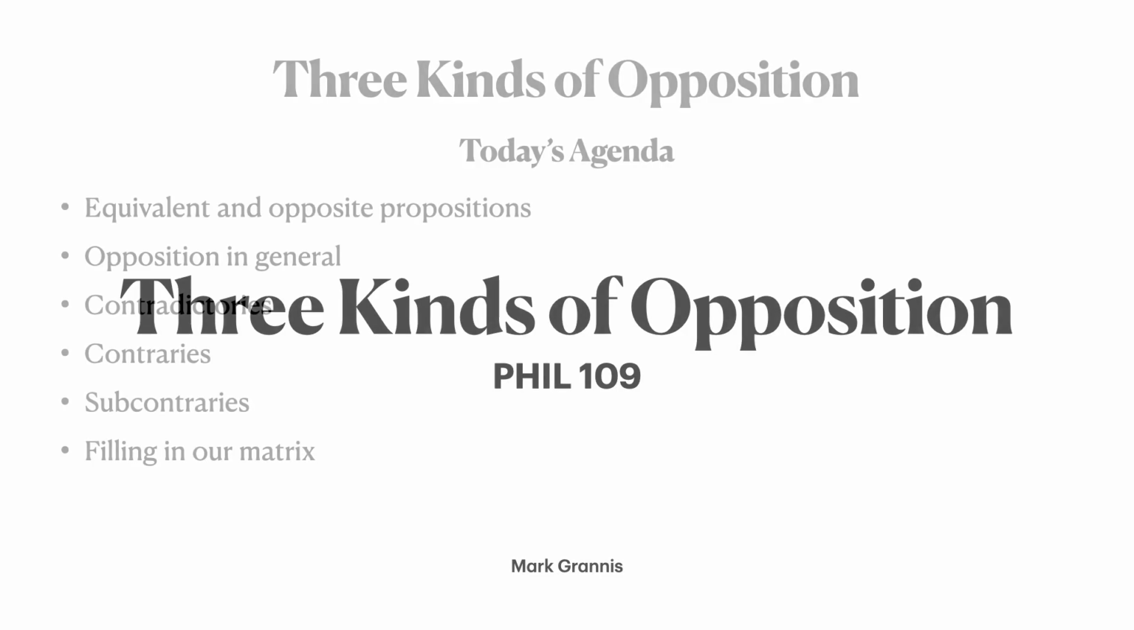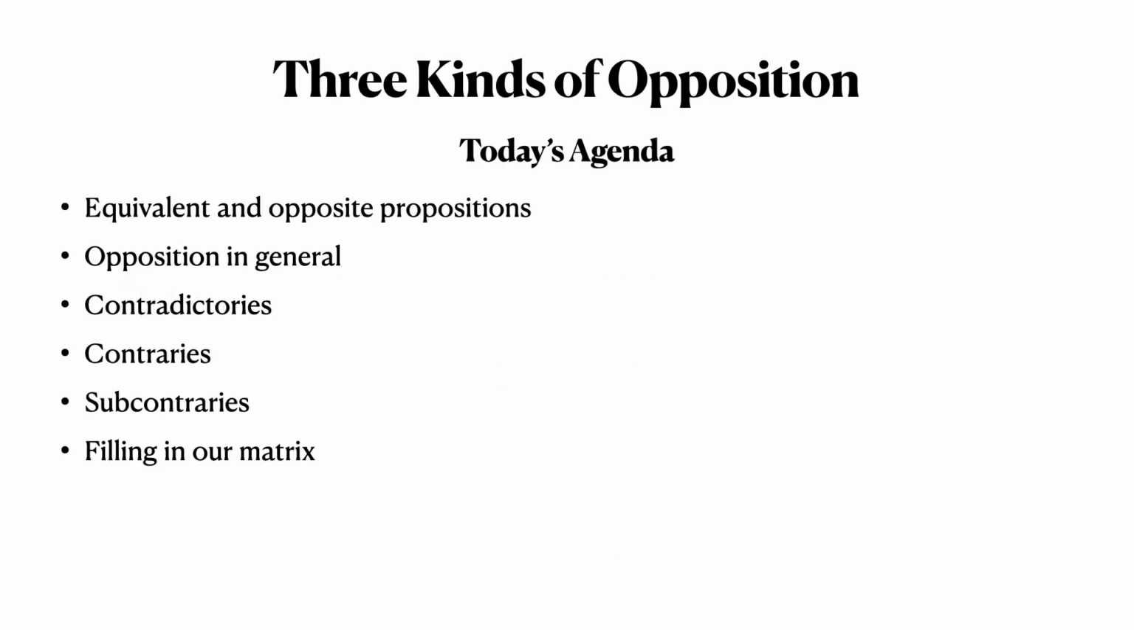So let's get started. Today, we will go over equivalent and opposite propositions in general, because I want you to understand that there are equivalent propositions as well as opposite propositions. But then we're going to defer the equivalent propositions until a couple of lectures from now, because the opposites are actually easier for most people to work with. We'll talk about opposition in general, and then we'll talk about the three different kinds of opposition that we cover in section 6.1: contradictories, contraries, and subcontraries. And then we'll see how those fill in on our 2x2 matrix of A, E, I, and O.